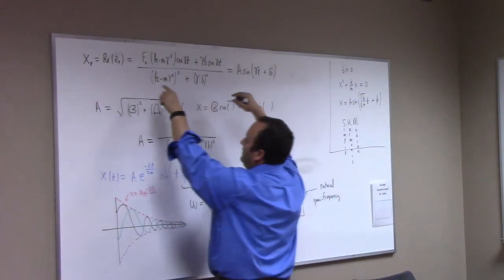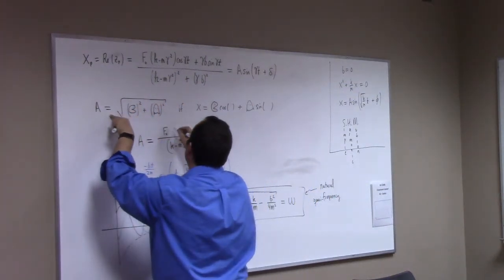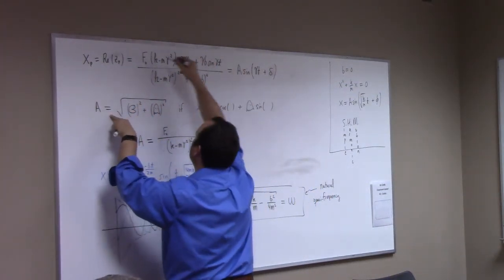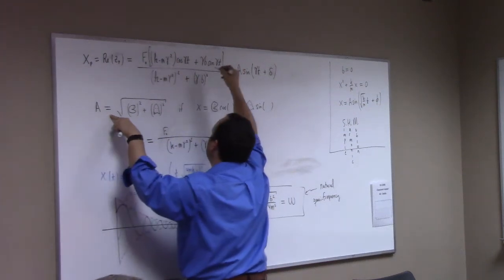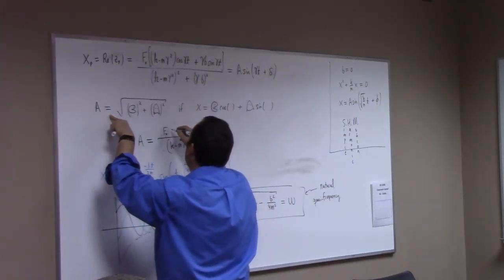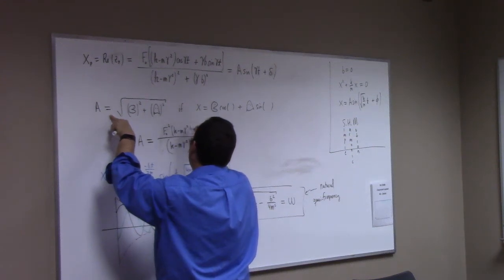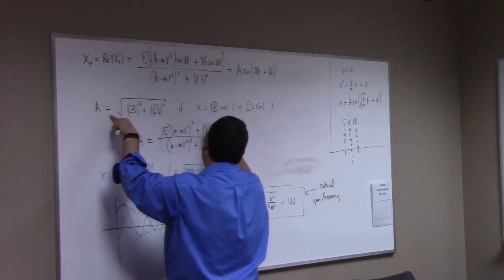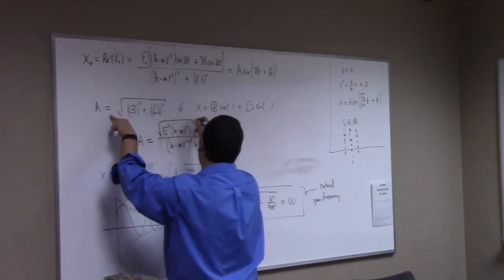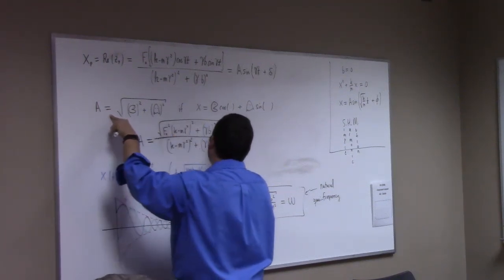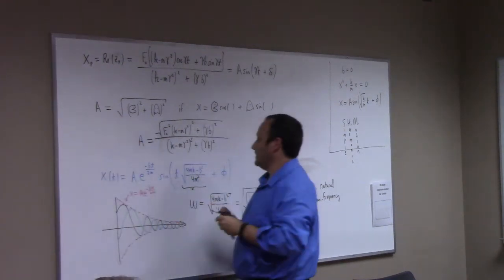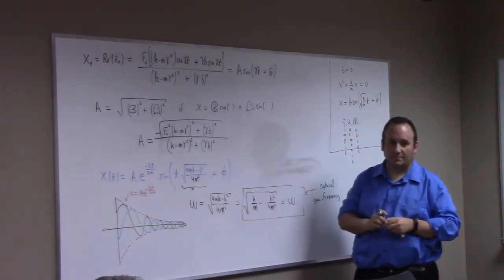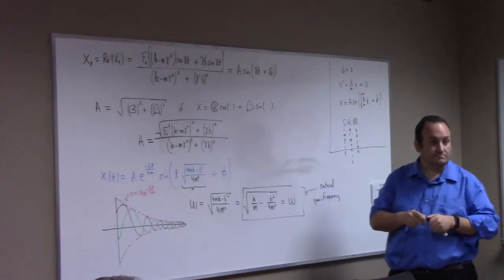But then we also have f naught. There's this f naught that multiplies everything. So f naught squared over k minus m gamma squared plus gamma b quantity squared. That is square rooted. So that's the amplitude of the particular solution.